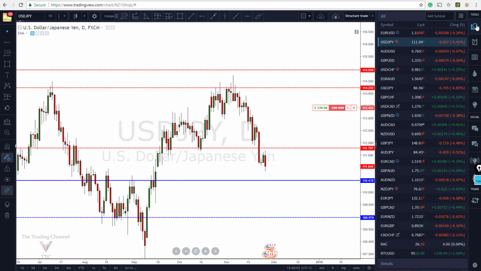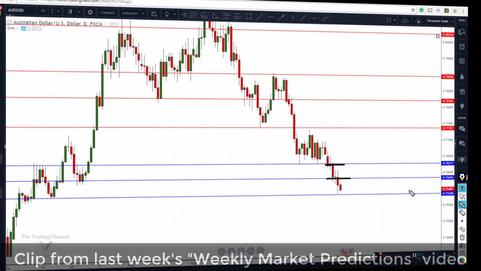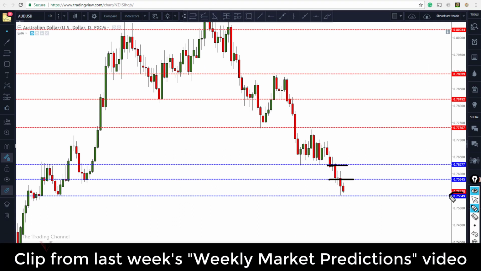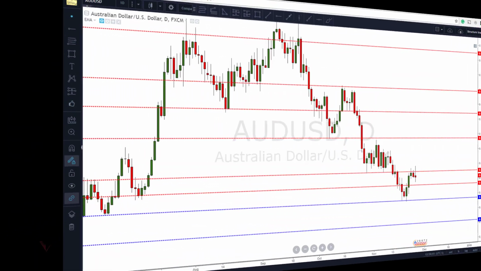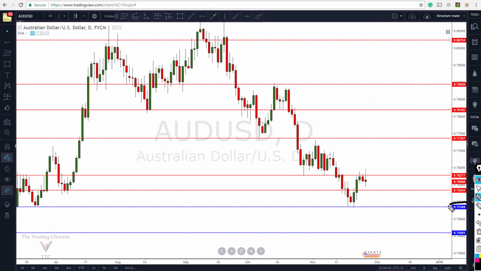Let's go ahead and move on to our next pair, the Aussie dollar. Pushing all the way down to our 0.7534 level. Now at this level, if we go to a lower time frame and see some kind of entry reason, we will be taking advantage of that as a counter trend trade. And next up, that was a clip from last week's video where we talked about the 0.7534 level, this area right here in our blue line, as being a level of possible support that we'll be paying attention to for a long opportunity on a lower time frame.